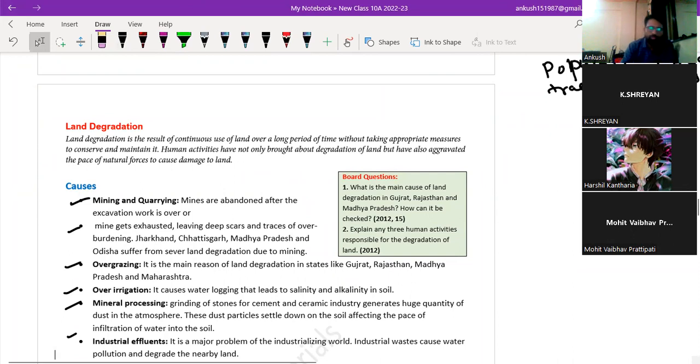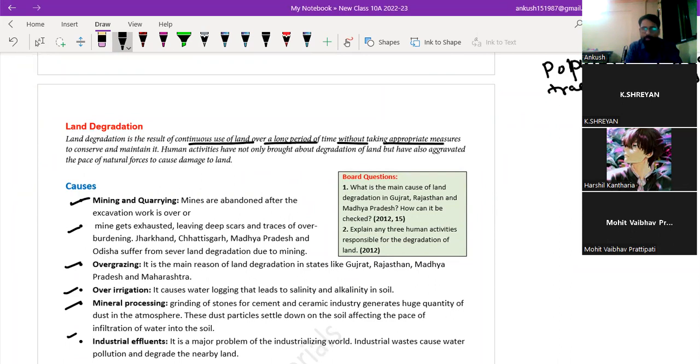Whenever we say that land degradation is the result of continuous use of land over a long period of time without taking appropriate measures to conserve and maintain it, this definition is very, very important. This is a definition that you have to write. Suppose the board is asking you, what is the main cause of land degradation in Gujarat, Rajasthan, and Madhya Pradesh?